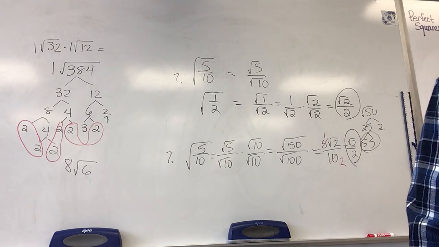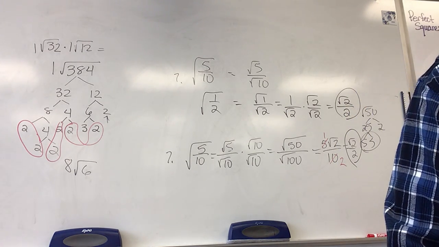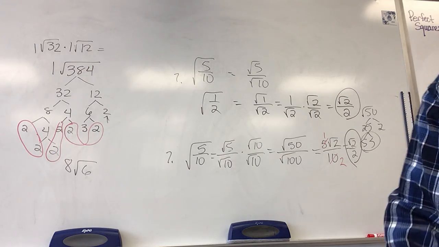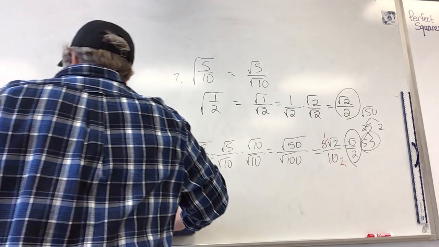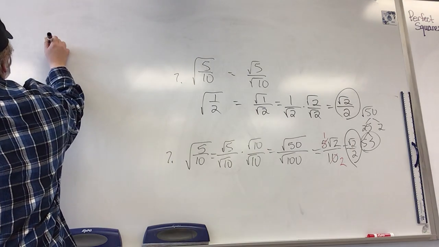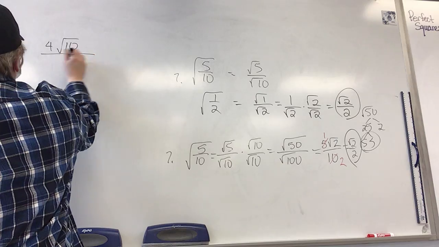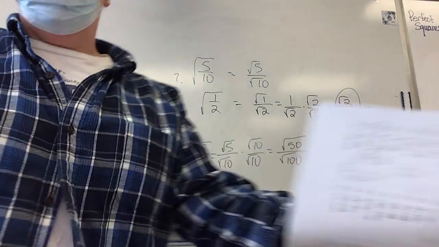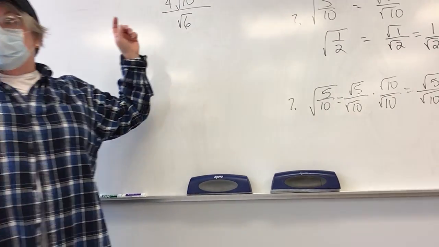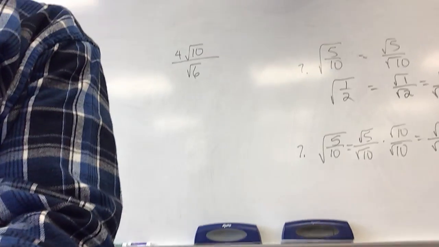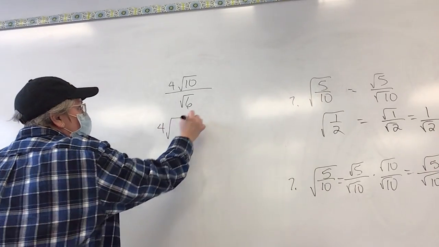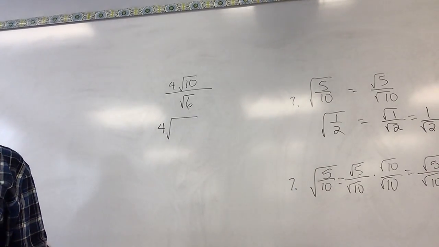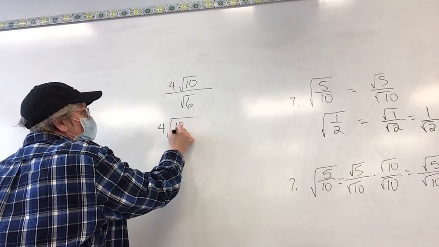Backwards again. Let's do 21. 21 is 4 radical 10 over radical 6. Now look at that one. 4 radical 10 over radical 6. They split it up already. Put it back together. What would it look like if they put it back together? It'd be 4 times, what would be the fraction underneath? 10, 6. Agree?